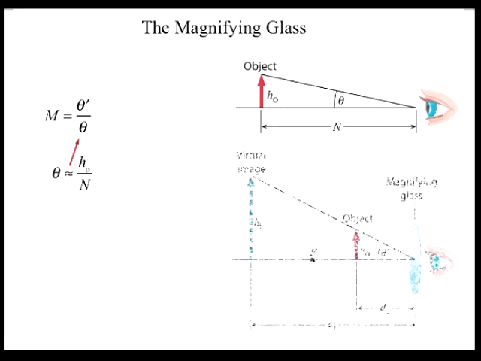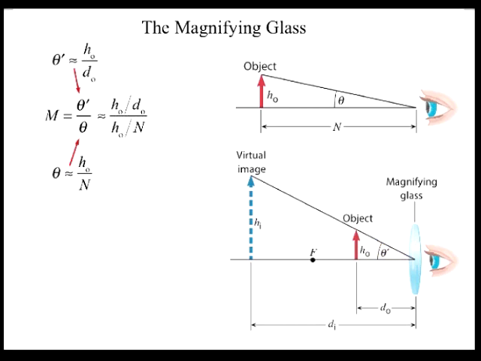To compute theta prime, we assume that the object is a single converging lens, with the object located between the focal point of the lens and the lens. The lens thus produces a virtual image that is enlarged and upright with respect to the object. Assuming that the eye is next to the magnifying glass, the angular size seen by the eye is theta prime approximately equal to HO divided by DO, where DO is the object distance. The angular magnification is then given by m equals theta prime divided by theta, which is approximately equal to HO divided by DO divided by HO divided by n, which equals n divided by DO.